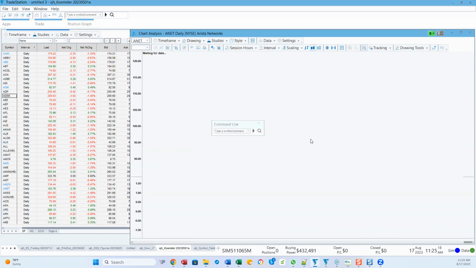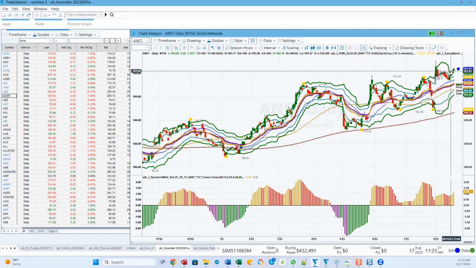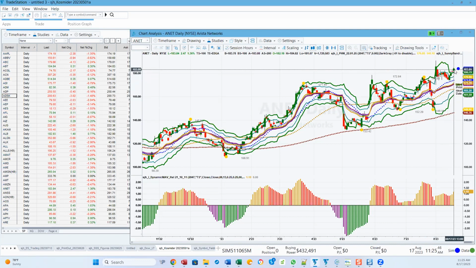ANET. And we've got a long signal right there as it came down, touched the lower outer band and bounced up. So we've got a long signal and we're still long. It goes along here. We've got gold on top, which is why we would ignore any short signals right here, unless we just wanted to take them down to the DMA for a fast scalp. So we're still long ANET.